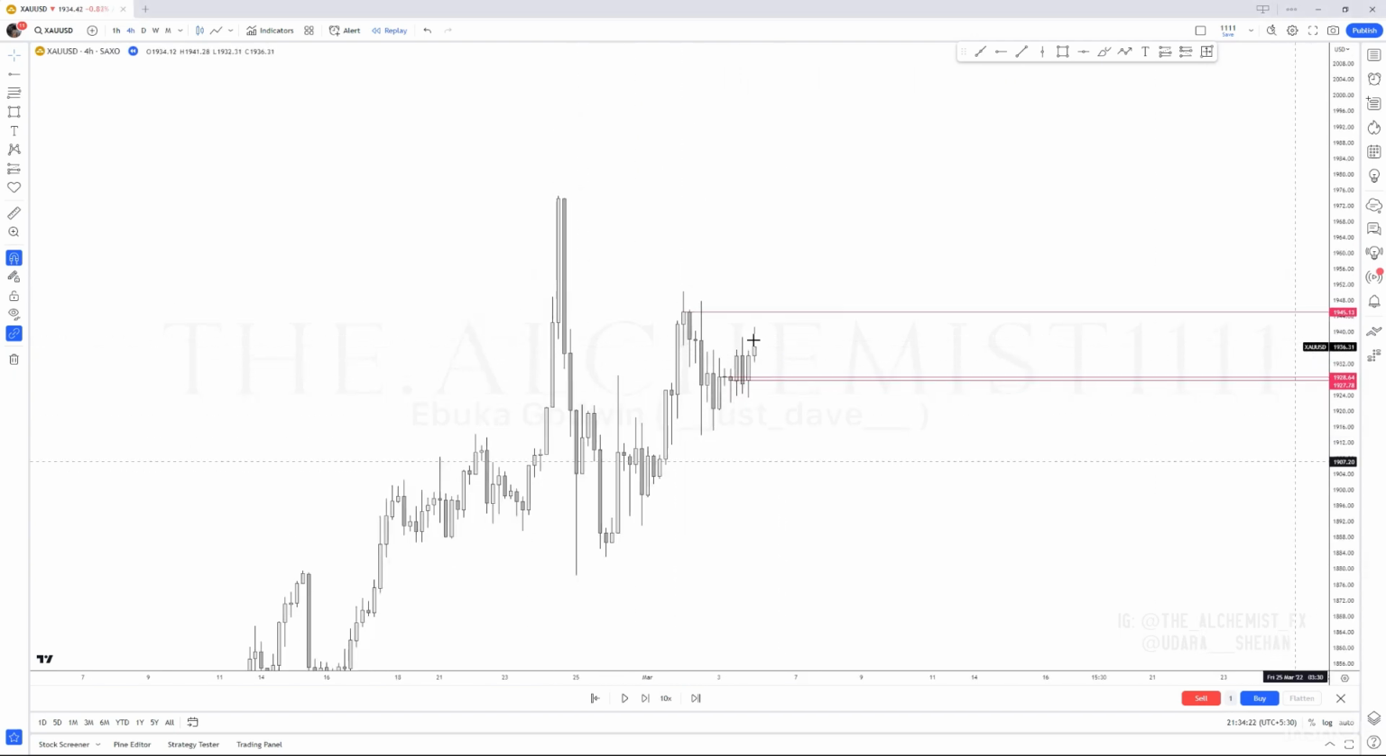Now, do you see this? In these days, we're completely lost with direction. We do not know what gold is doing, because at the start of the week, we thought weekly and daily was bearish. But in the middle of the week, daily turned bullish. And right now, once again, the daily has turned bearish.